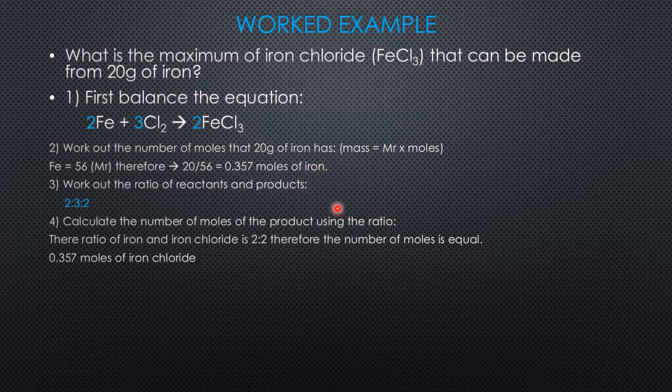Then we need to work out the ratio of the reactants and products. So we've got 2 to 3 to 2. Then we need to calculate the number of moles of the product using the ratio. So the ratios of iron and iron chloride are equal. There's 2 to 2. That also means that their moles are equal to each other. So the moles of iron is 0.357, and the moles of iron chloride is also 0.357.